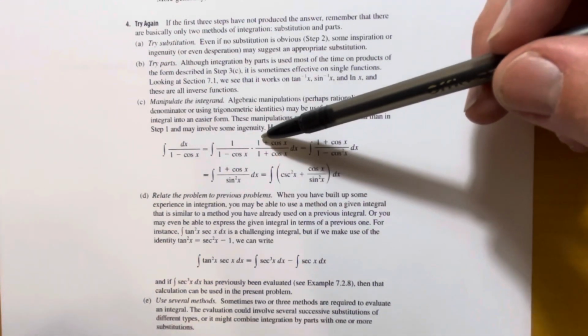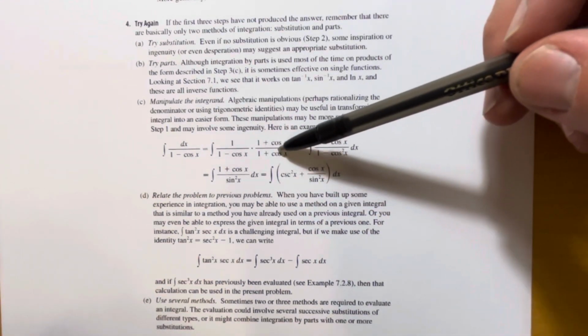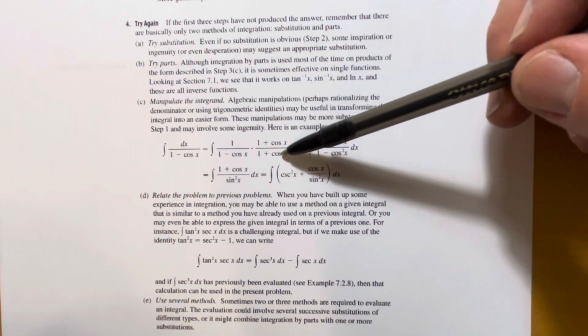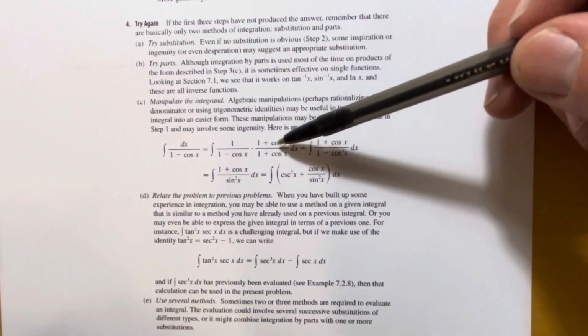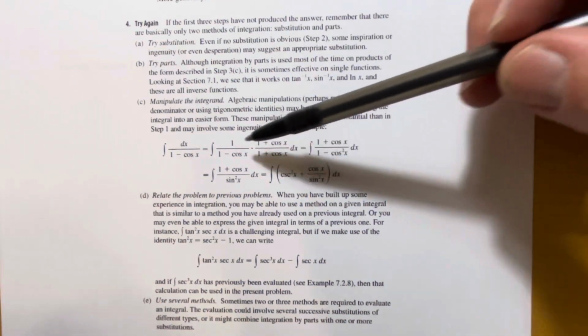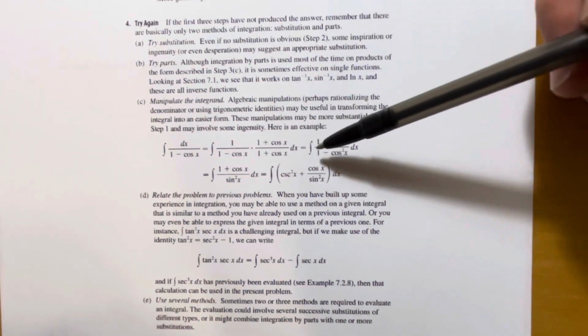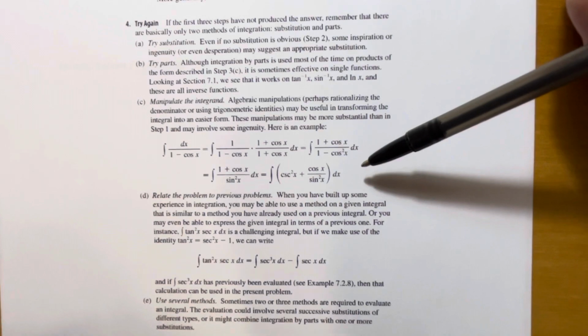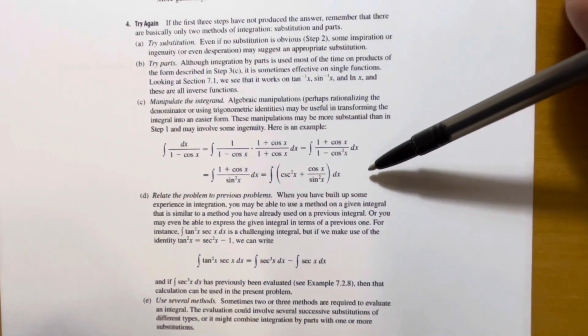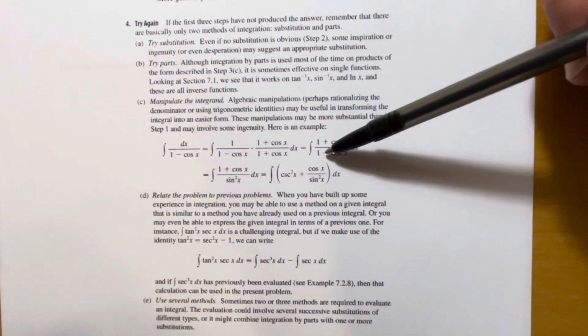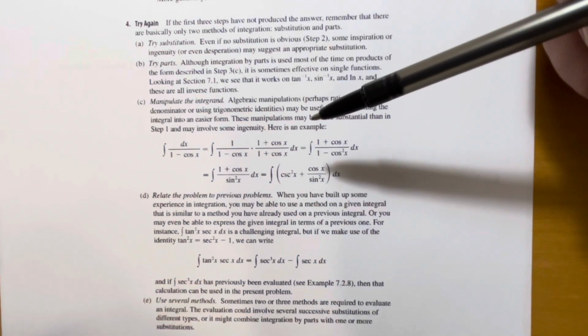So you notice I'm multiplying by 1 plus cosine of x over 1 plus cosine of x. It's okay to do this because this rational expression is equal to 1, and multiplying by 1 doesn't change anything. Well, the benefit of doing that is that my denominator, when I multiply things out, becomes 1 minus cosine squared. That I recognize as part of my Pythagorean identity, which I can convert to sine squared.